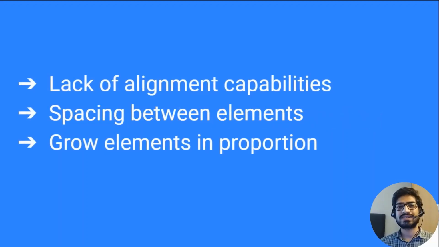The first one was the lack of alignment capabilities. It was not easy to align the elements vertically. If we wanted to give some space between the elements, then we either needed to use margin or padding, and those margin and padding were absolute values and not relative values based on the screen sizes. Also, it was not possible to grow the elements in proportion. If we wanted an element to have a 200 width and the other one double of it, then we had to give it 400 pixels. But with the Flexbox layout, you can grow the elements in the ratios 1:2 or 2:1.